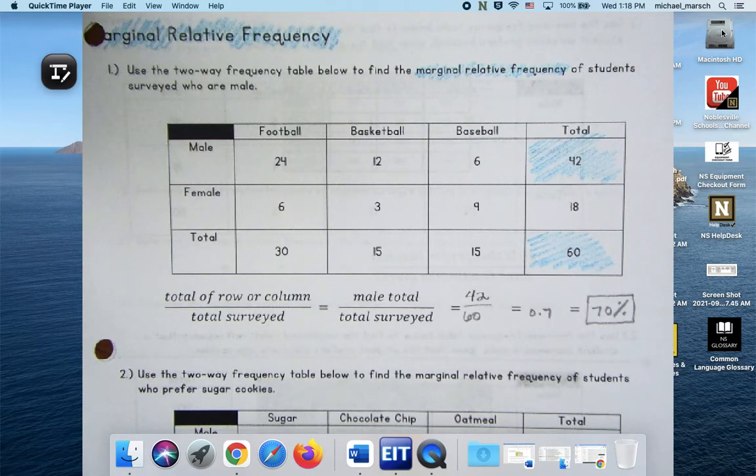I'm going to go ahead and just declare this as a biased survey. Just saying. But that's not what we're looking at today. We're just looking at frequencies.